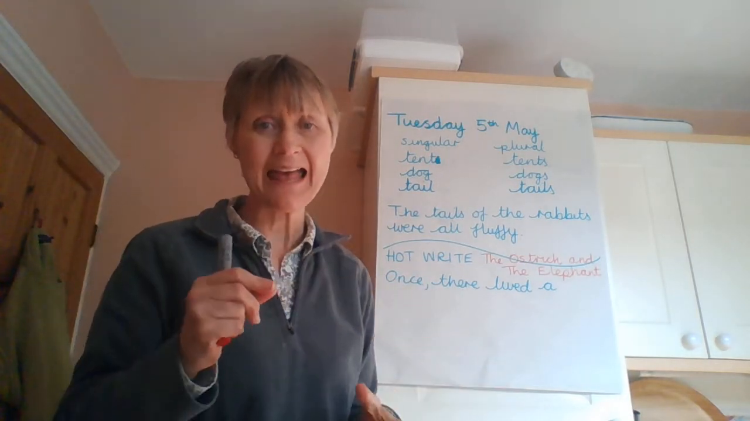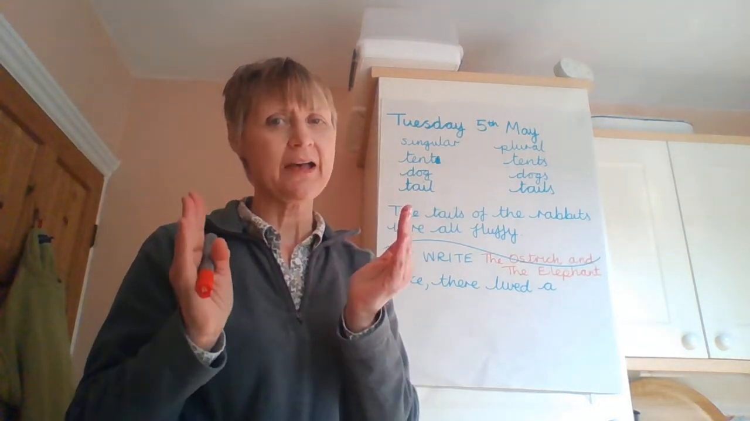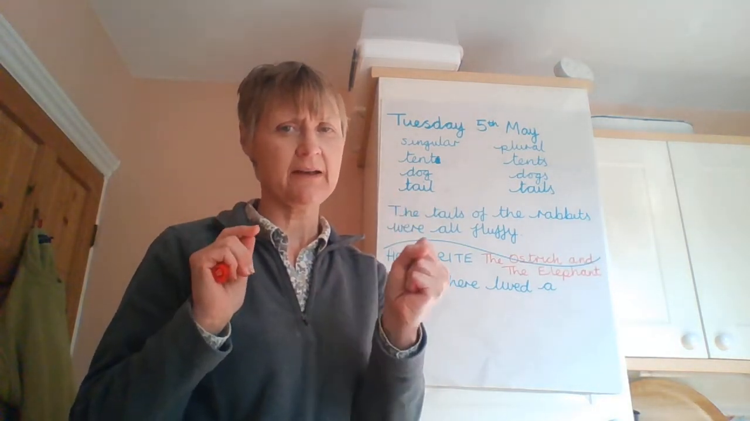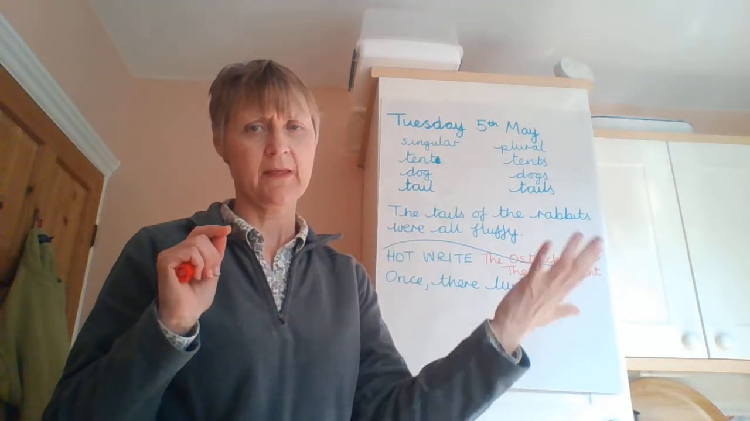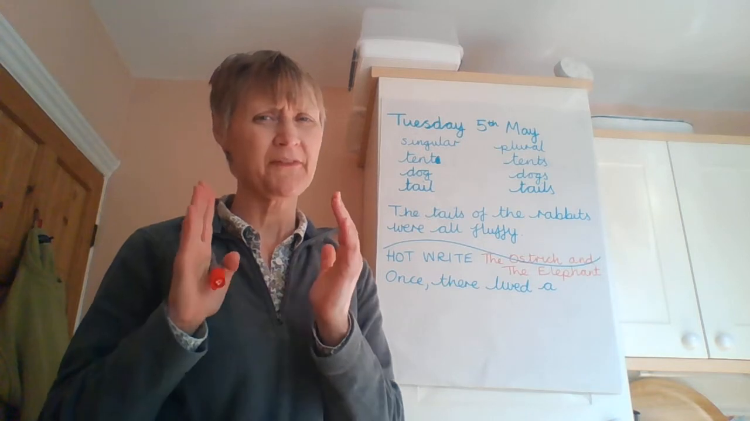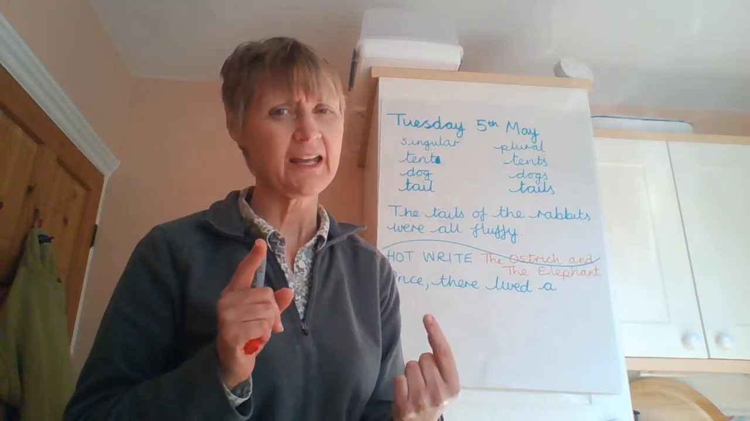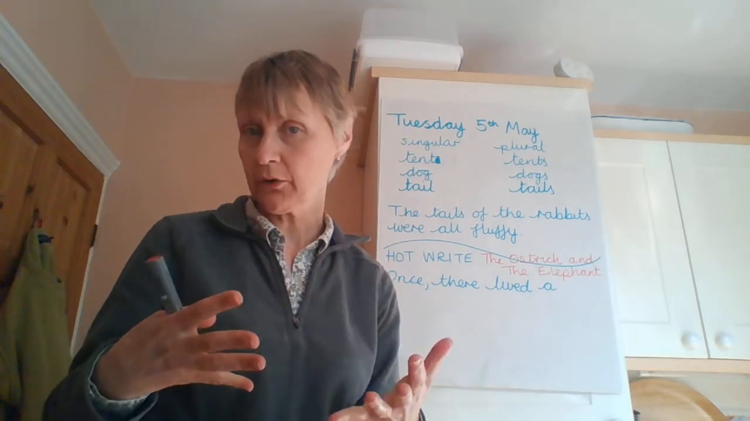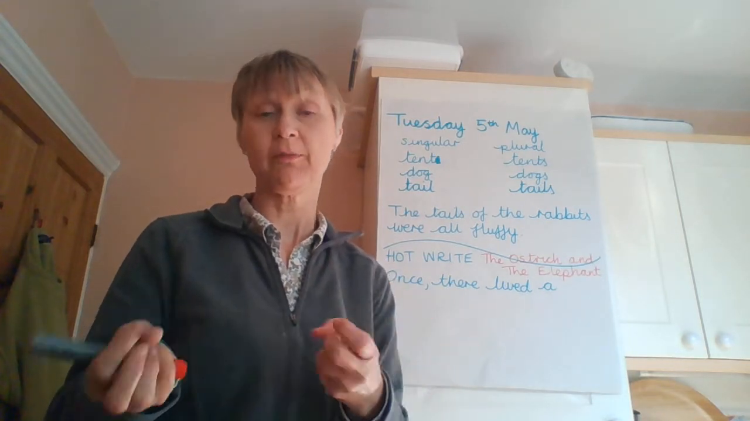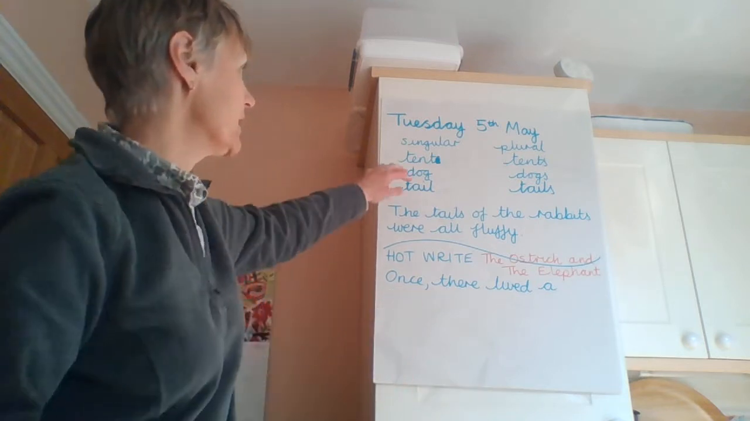So up until now, we've been thinking about showing noun owners that don't have an S on the end and then their possession. But today we're thinking about, what about if the noun has an S on the end? And usually it's a plural noun, which means there's more than one of them. So let's look at some examples.